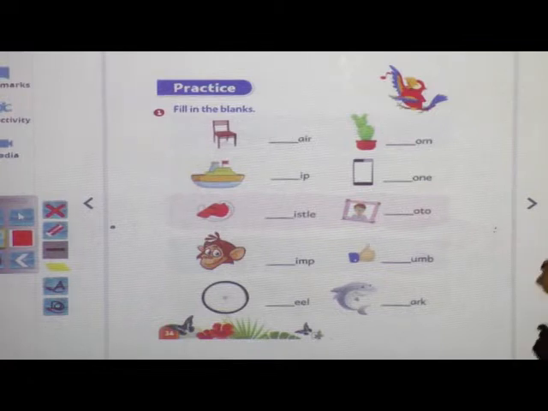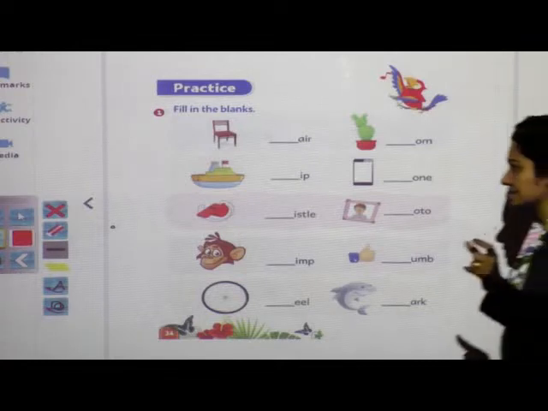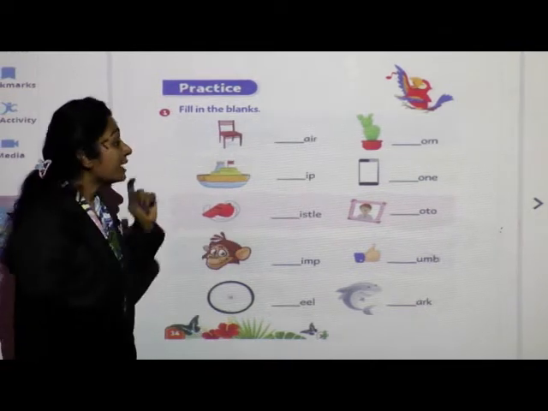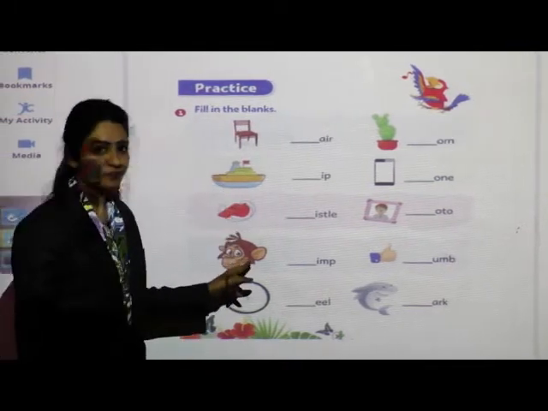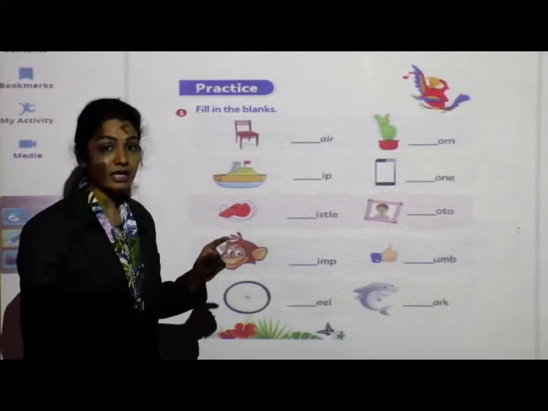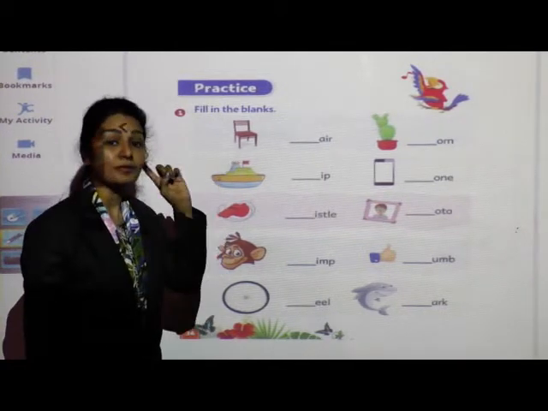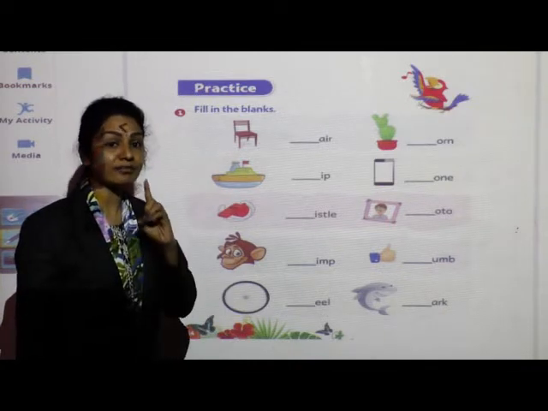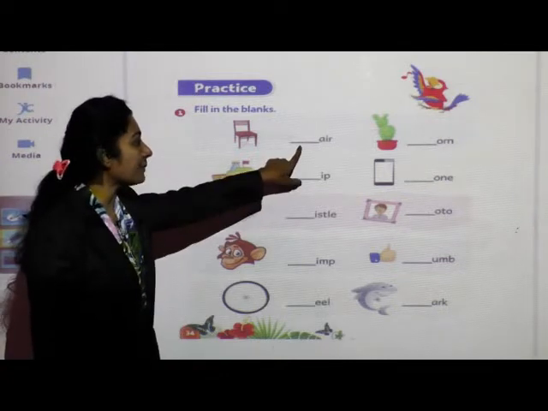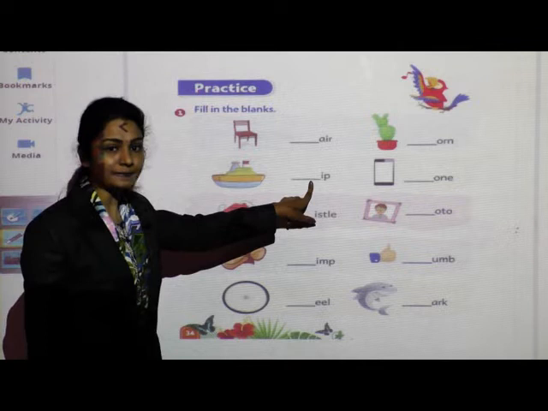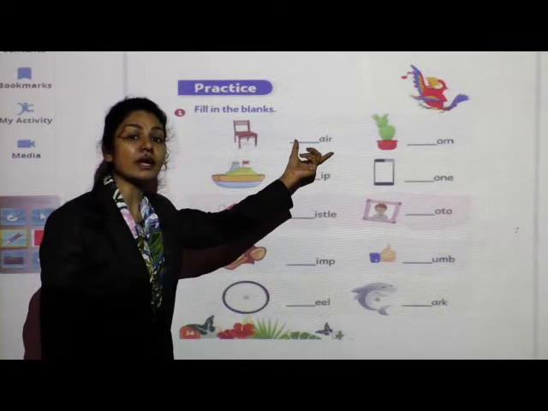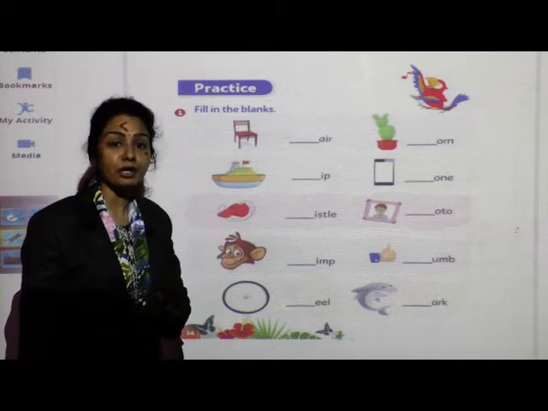Now what we are going to do is, we are going to write the blending, or we can say digraph, which begins the word. So the beginning letters we are going to write over here. But for that, for each picture, use your logic, think, observe correctly. Why? Because you are going to give me the answer correctly. Only beginning letters we are going to write over here. After writing the beginning letters, this word is going to complete. Then we will get a meaningful word.